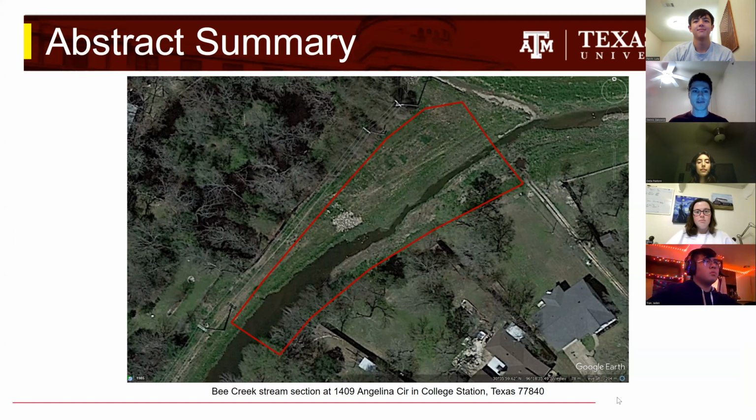So for our abstract, we investigated a section of Bee Creek that is located at 1409 Angelina Circle in College Station, Texas. This section is 90 meters long and located 10 meters from the northwestern property boundary. Its width ranges from about 1 meter downstream to about 8 meters upstream.